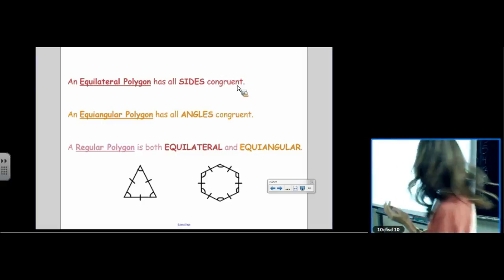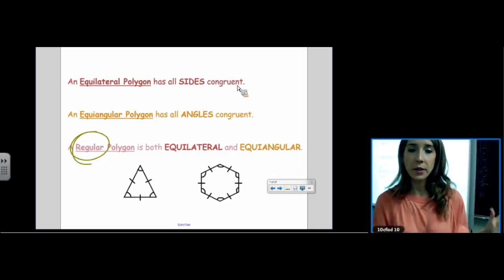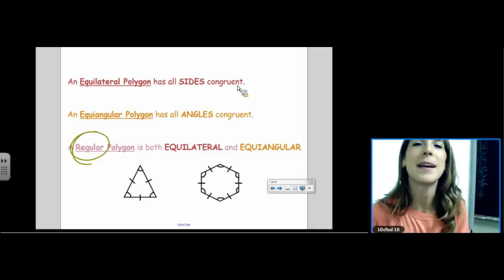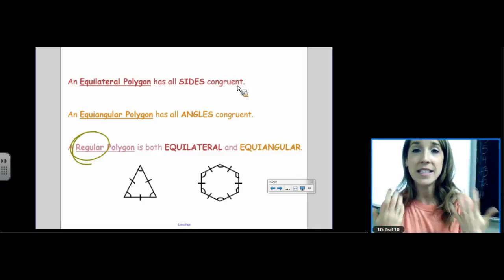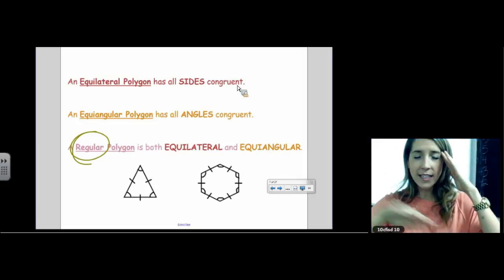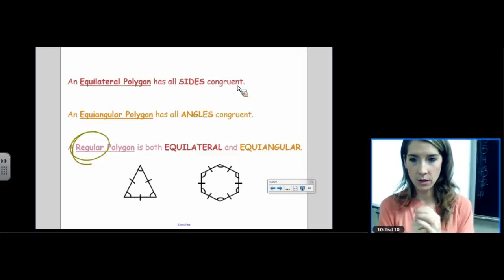The most important word on this slide is regular. I'm going to use this for the whole unit, which by the way is a 4-day unit. I'm going to use it all 4 days and talk about regular polygons. And when I say regular, I want you to picture lots of arcs and lots of tick marks. All sides congruent, all angles congruent. Lots of arcs and lots of tick marks.